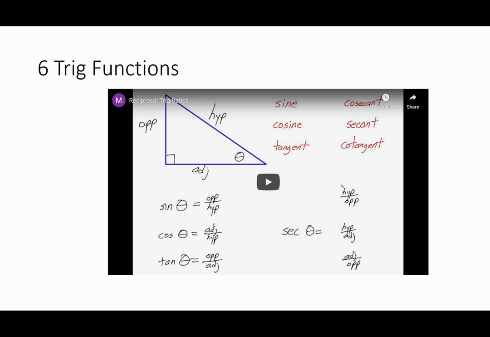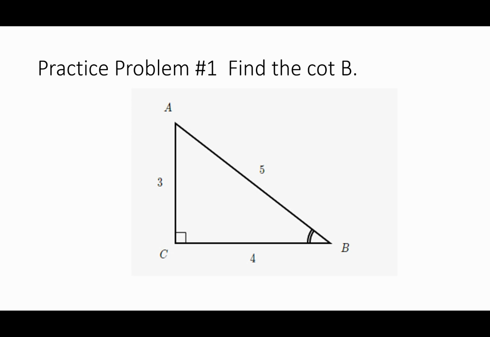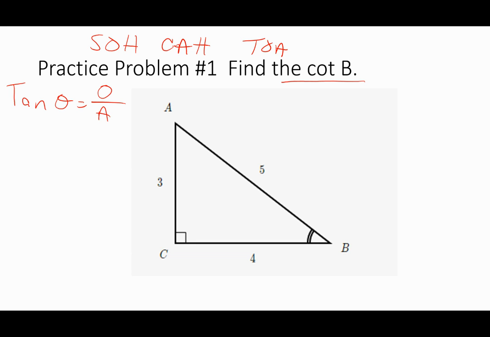Okay, so let's take a look. We have in here our 6 trig functions. Looking at this, we have a cotangent. Tangent is in the name, so we're going to look at tangent first, the tangent of theta. SOHCAHTOA. Tangent is opposite over adjacent. So cotangent of theta is adjacent over opposite.